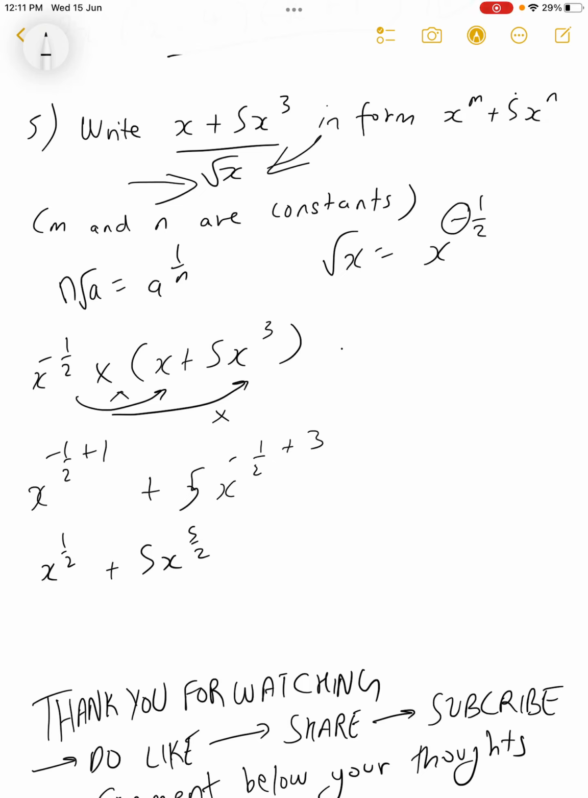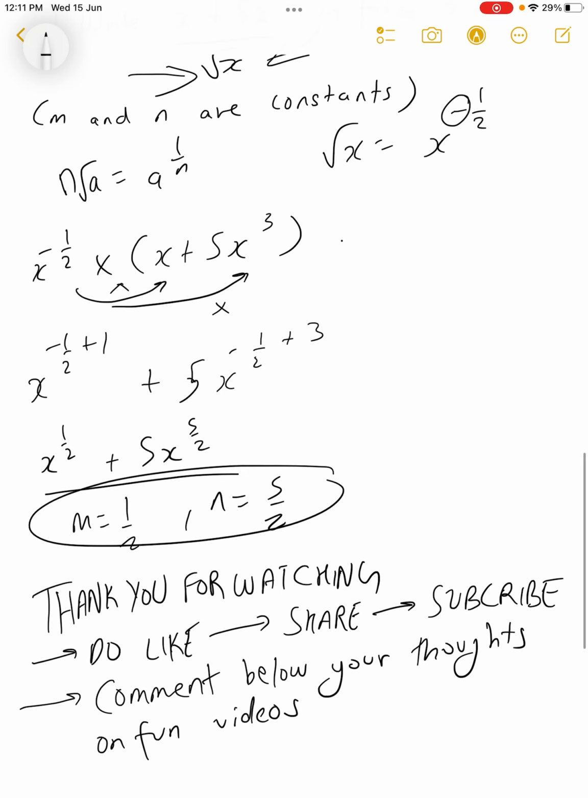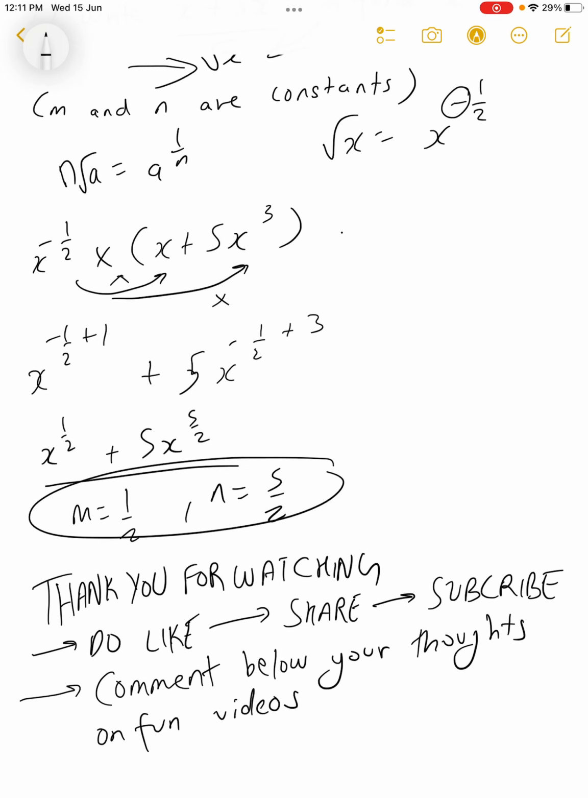Now, how do we solve this even further? You just have to leave it as this. So m is half and n is 5 by 2. These are your answers for the question. So that's it. It's really simple once you understand the laws of indices and carefully put your negative and positive signs while checking.